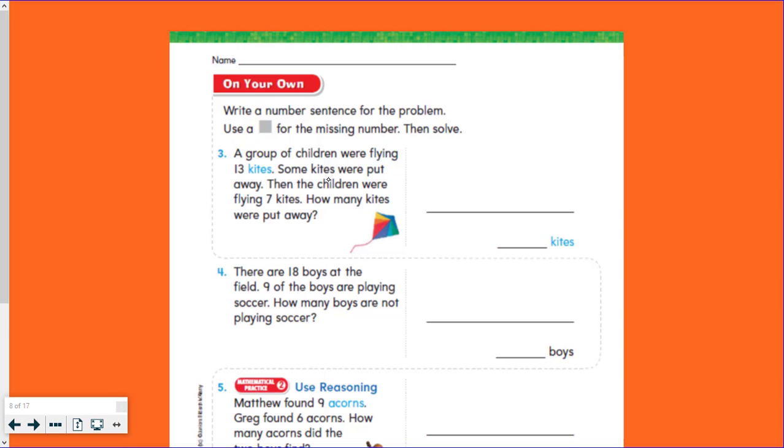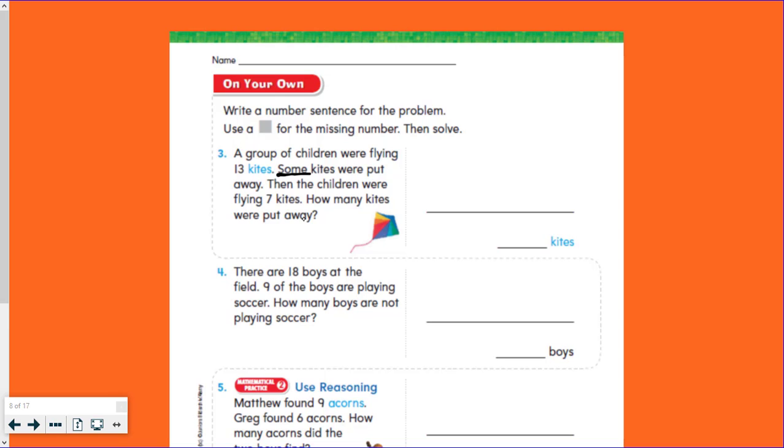So this one says a group of children were flying 13 kites. Some kites were put away. So I'm going to underline some because that's the missing number. Some kites were put away. Then the children were flying 7 kites. How many kites were put away? So go ahead and pause your video, write your number sentence, and then we'll check it together.